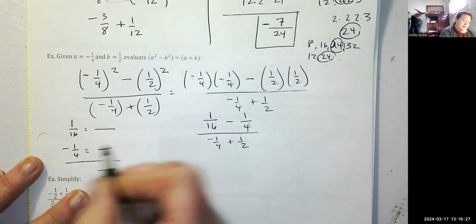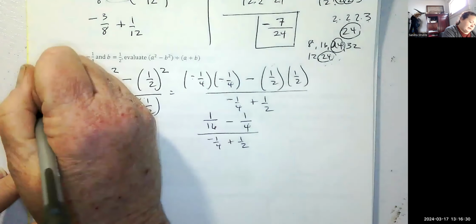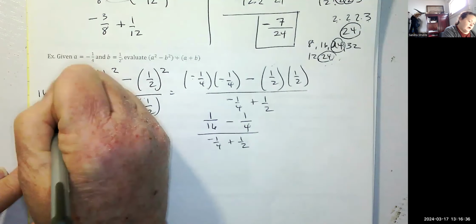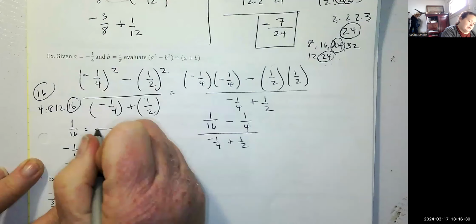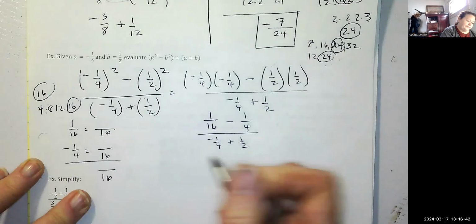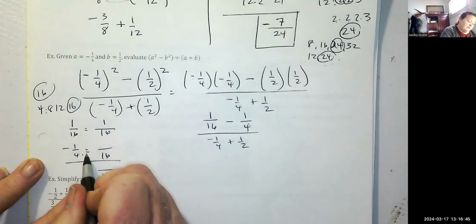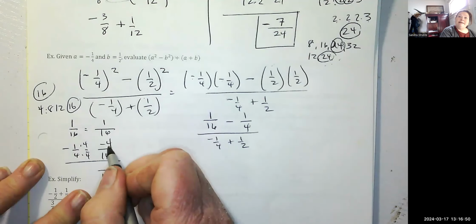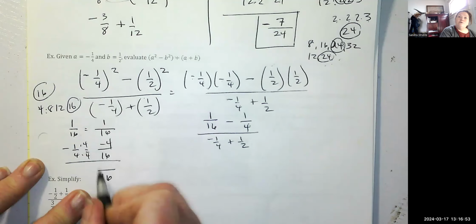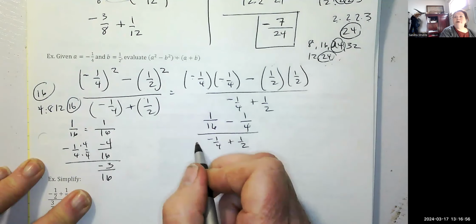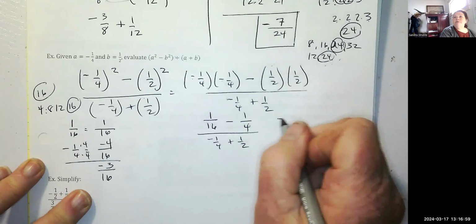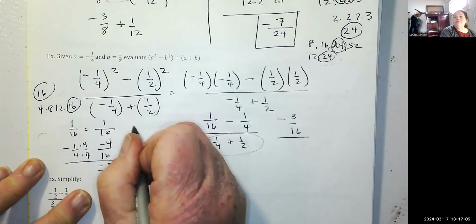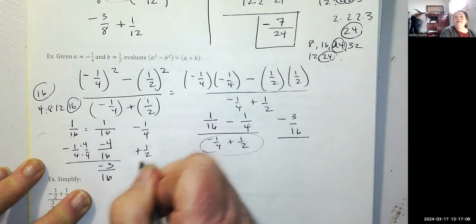Plenty of practice on this one. Common denominator is going to be, well, we've got 16 and we've got 4. 4 turns out to 4, 8, 12, 16. Well, 16 is going to be our common denominator. So this stays as 1. 4 times 4 is 16. Negative 1 times 4 is negative 4. The signs are different, so we're going to subtract and keep the sign of the larger number. 1 minus 4 is negative 3. And so that's the numerator. We've got negative 3 over 16 divided by, we need to figure out this piece, which is negative 1/4 plus 1/2.